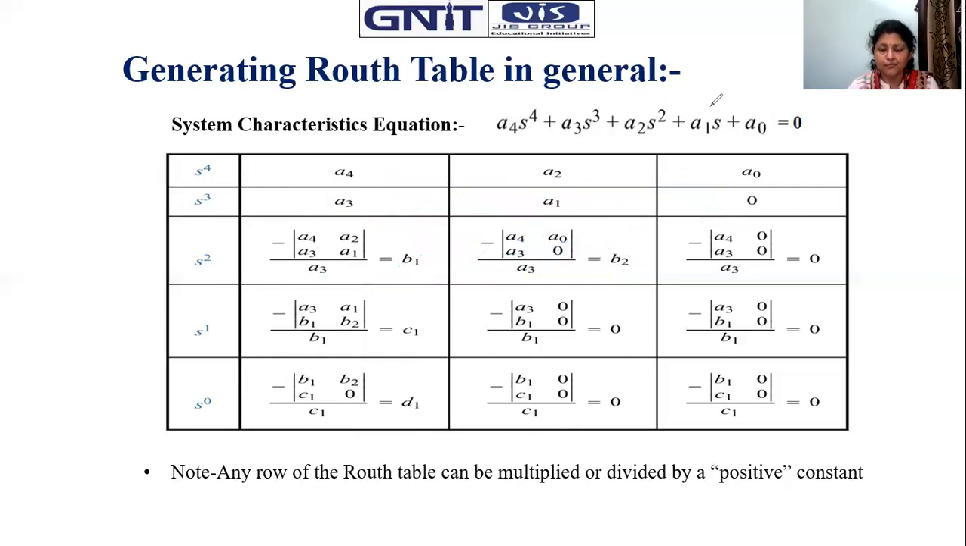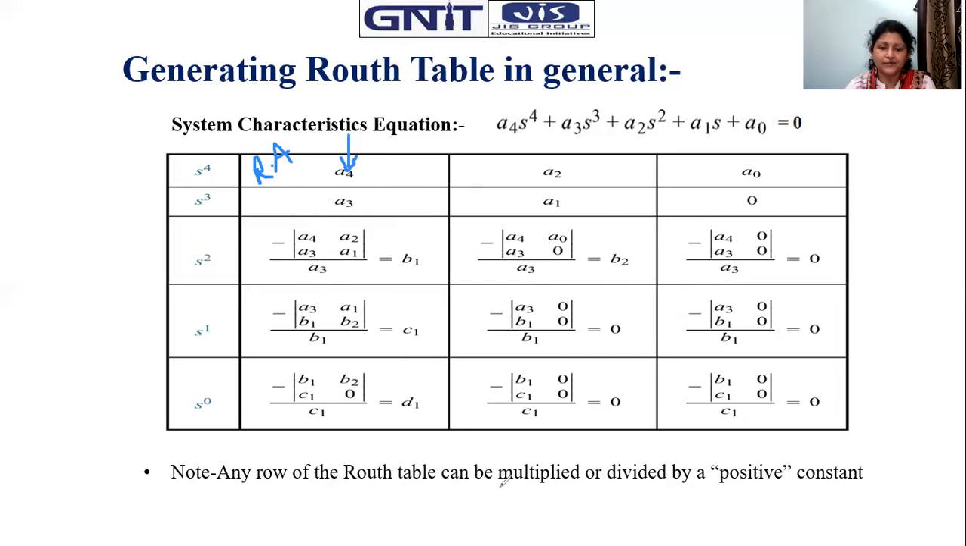From there we can easily identify the first column entries, which is basically identified as the Routh array. So after generating the Routh table, with all the entries we made, we can identify the first column as the Routh array, right?